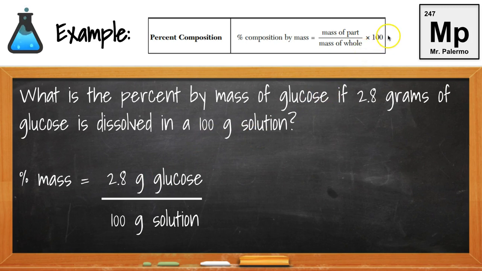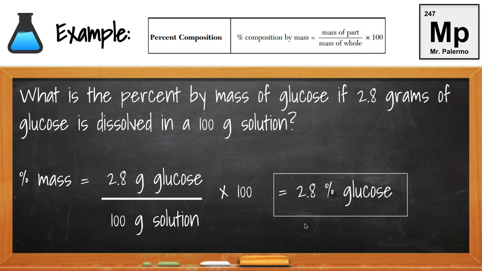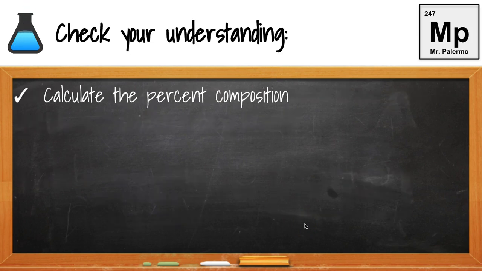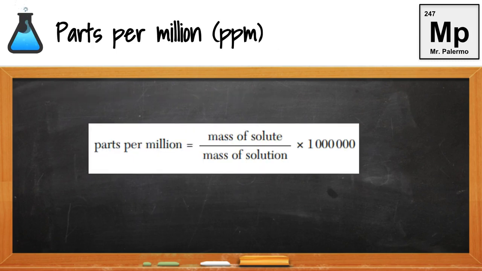And of course, it's percent composition, so don't forget to times by 100 to get it into percent. And we get an answer of 2.8% glucose. So that means 2.8% of our solution is glucose by mass. Let's check your understanding. Can you calculate the percent composition?